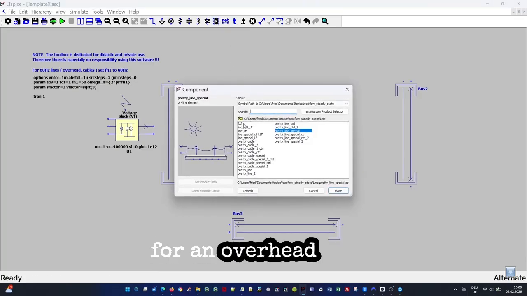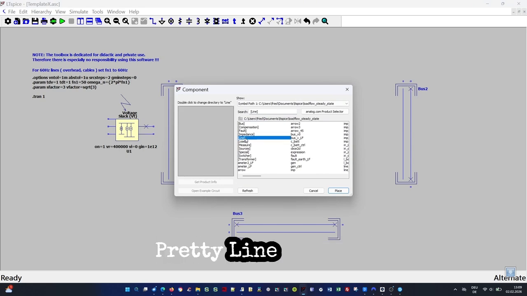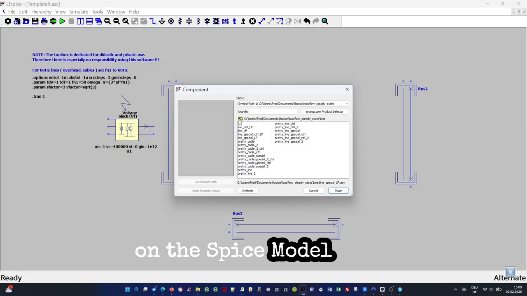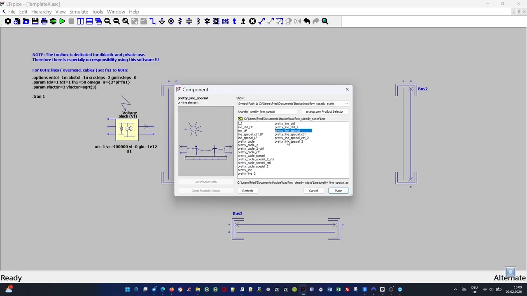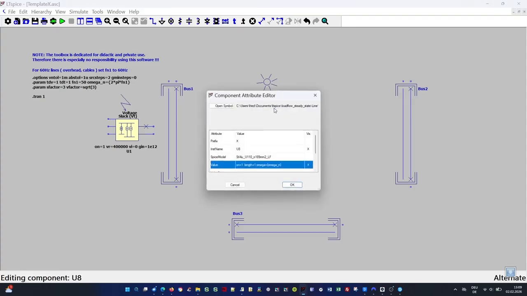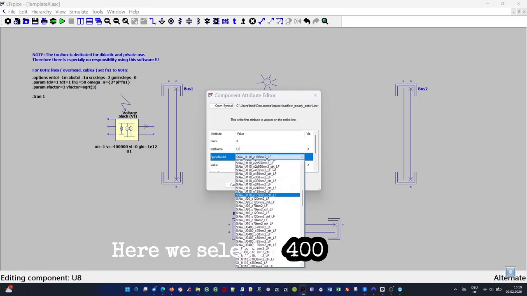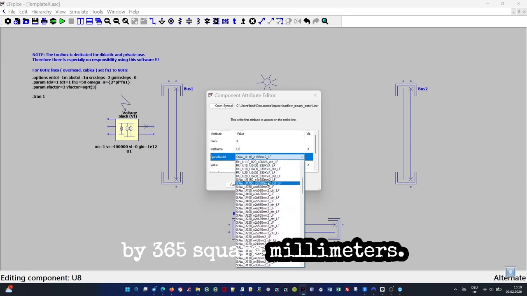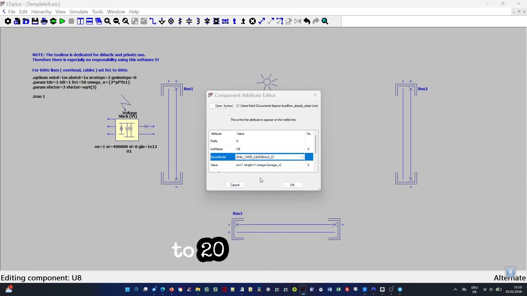Next, we get a symbol for an overhead line. The symbol is called Pretty Line Special. We open the component editor again and double-click on the Spice model line. Here we select a 400 kV steel aluminum overhead line with a cross-section of 3 by 365 square millimeters. We set the line length to 20 kilometers.